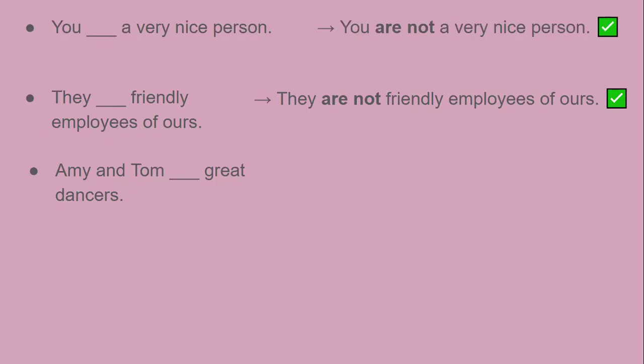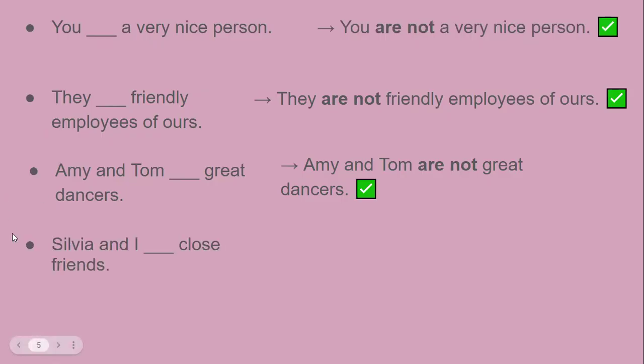And therefore, as we saw in the sentence before this one, for the subject they, our verb to be has to be are. And since it is a negative verb to be sentence, then it has to be followed by not. So the correct sentence is, Amy and Tom are not great dancers. Okay? Next sentence.